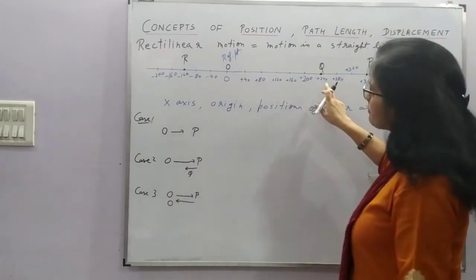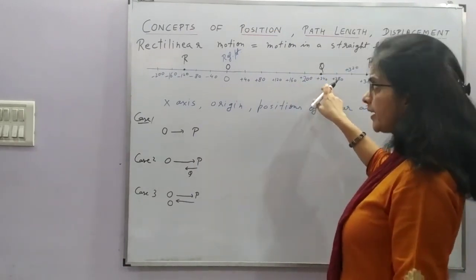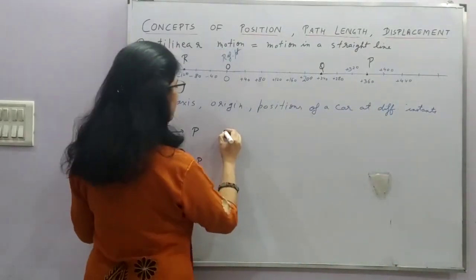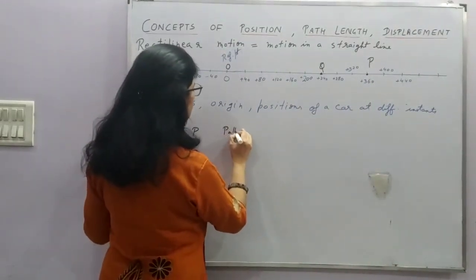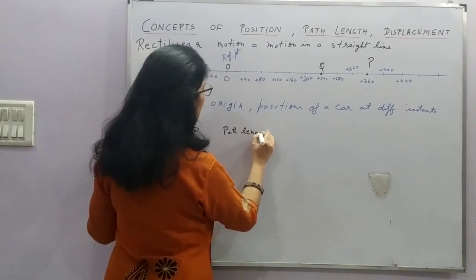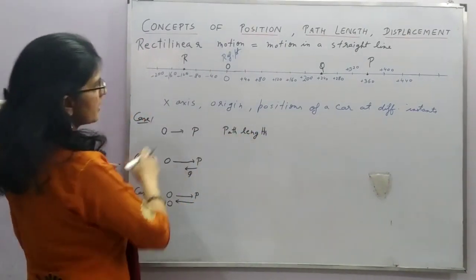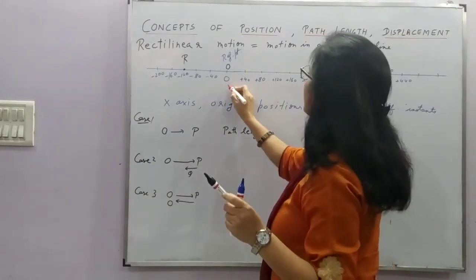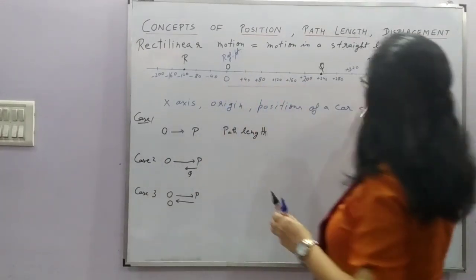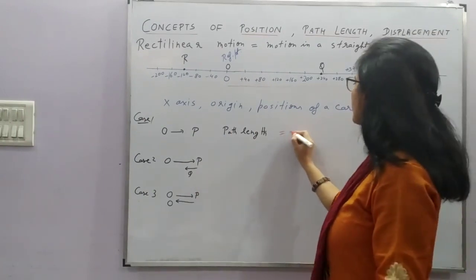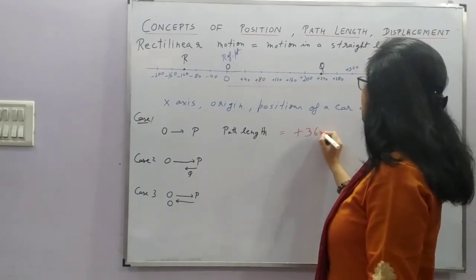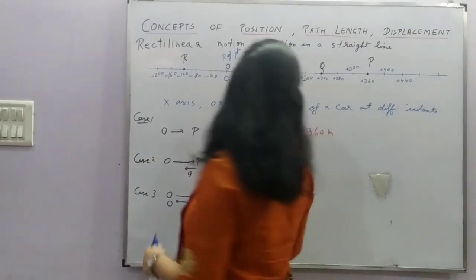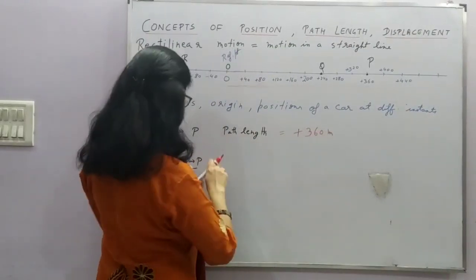Position means whatever point the car is at with respect to the origin. Now path length. So path length for OP. Just check, what is this? OP is this part. So path length for OP is how much? Plus 360 meters, right?